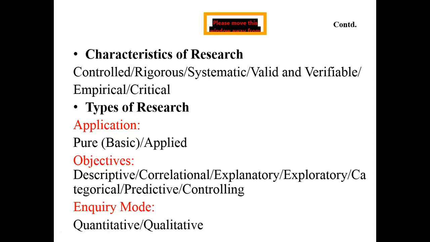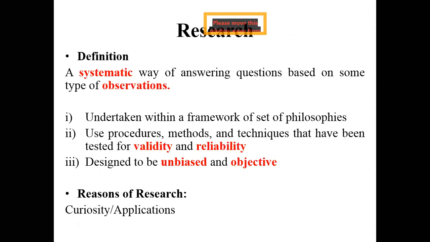Then we have already determined the characteristics of research. The first one was systematic, second one it is based on observation, and then we said it is following certain philosophies, background knowledge. We said the procedures, methods, and techniques that we use are valid and reliable, correct and repeatable. And the design and everything that we are using, and we ourselves are unbiased and objective. We don't have our interest in changing anything that is actually not happening in experiment or in the nature.